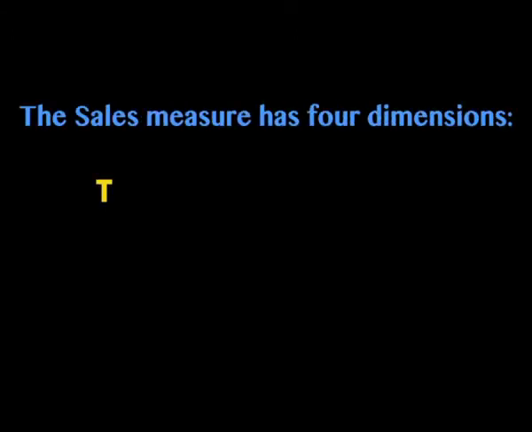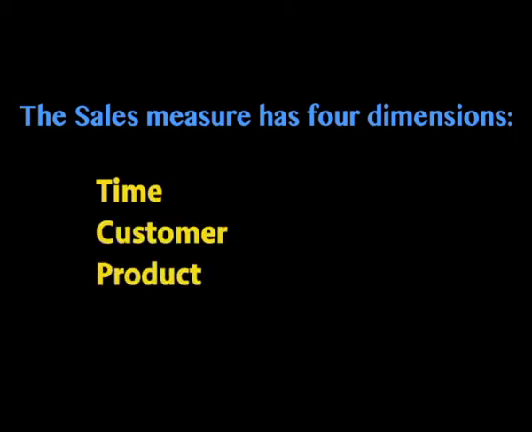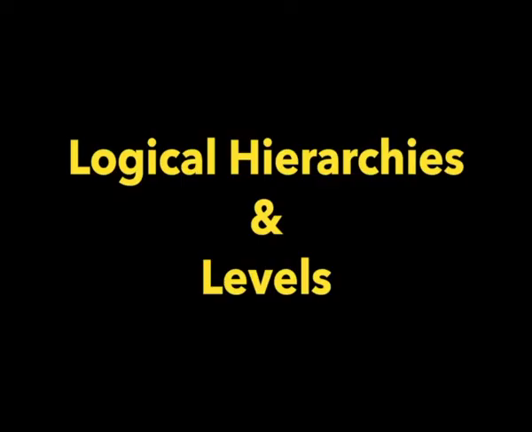For example, the sales measure has four dimensions: time, customer, product and channel. A particular sales value only has meaning when it is qualified by a specific time period, a customer, a product and a channel. Now let us see what logical hierarchies and levels are.